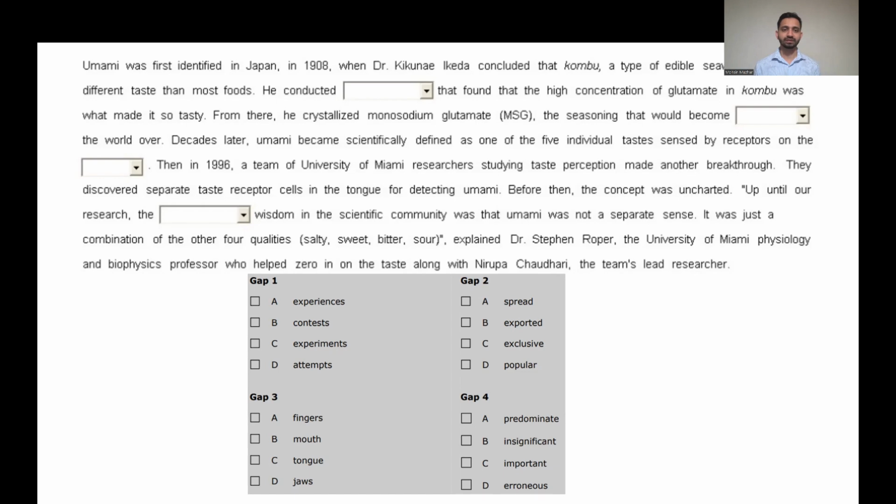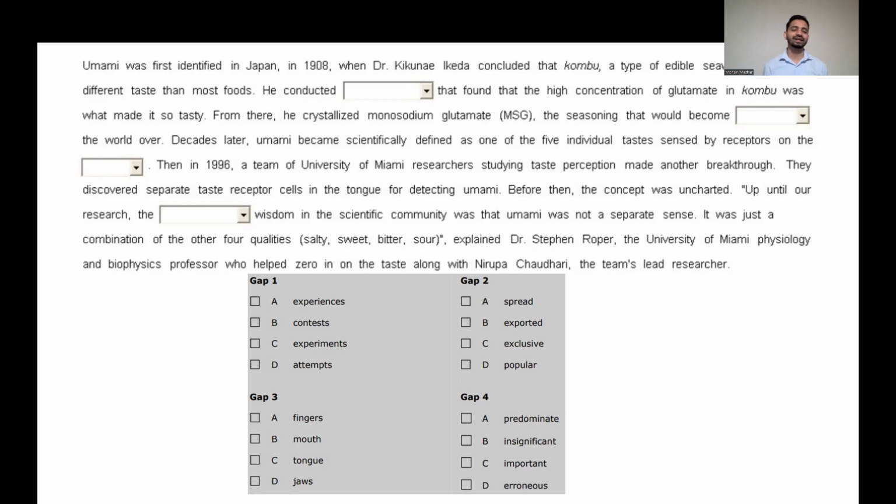Decades later, umami became scientifically defined as one of the 5 individual tastes sensed by receptors on the fingers, mouth, tongue, and jaws. I mean, it's very easy, pretty simple, that you have receptors that taste something. So taste kind of gives you an idea. You don't have it on fingers, you don't have it on your mouth, and jaws, you don't have that either. Your taste buds are located on your tongue, right? So we're gonna go with tongue.